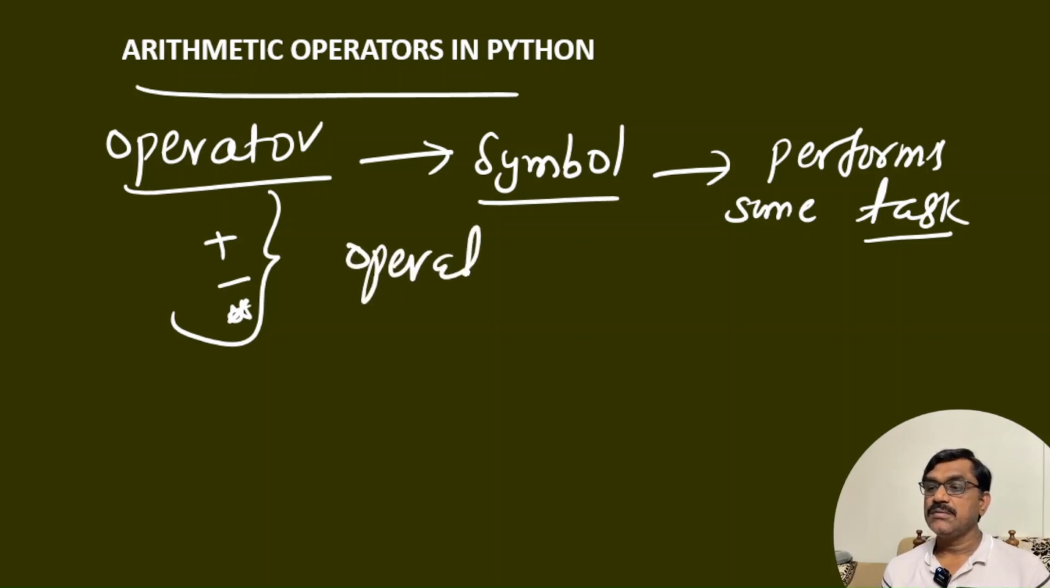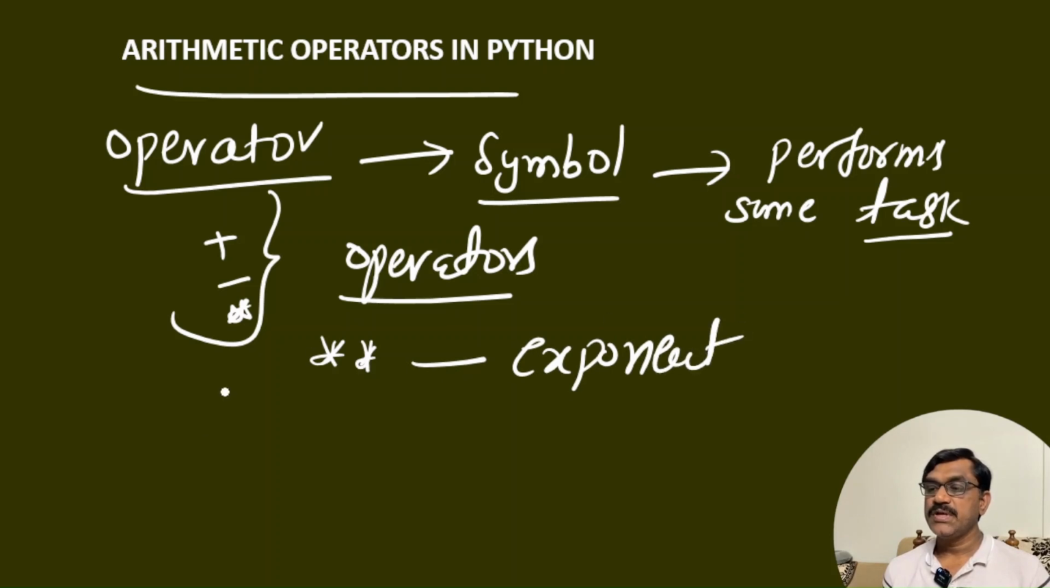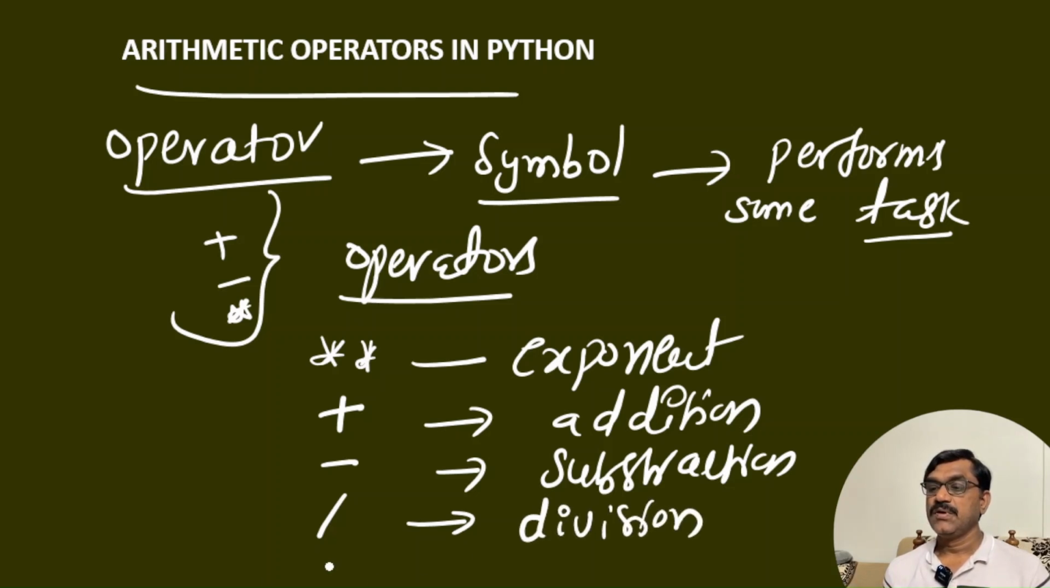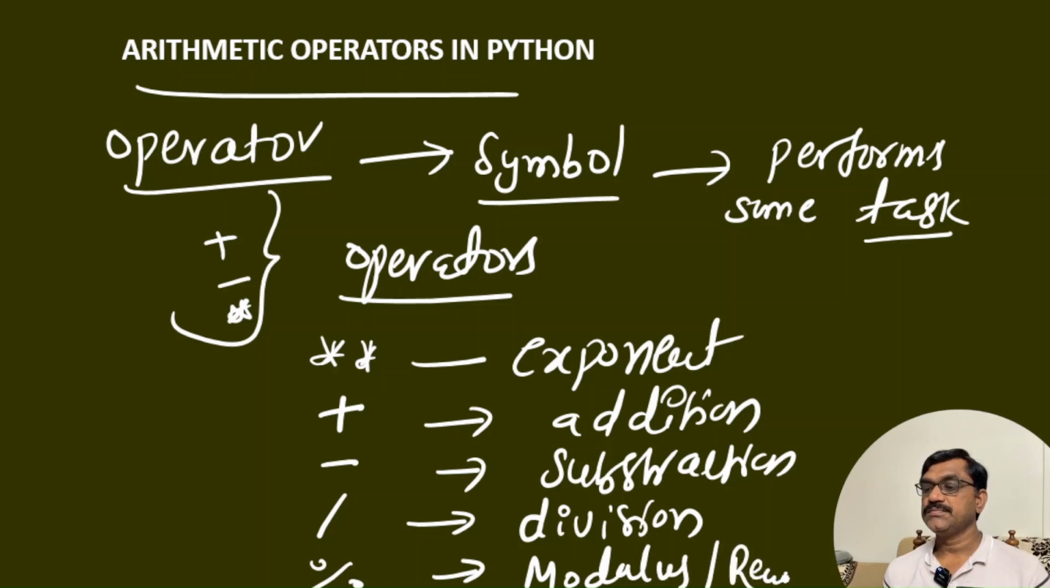Operators mainly here, the first one is exponent. This is known as the exponent operator. And second one is plus. Plus is for addition. And minus is for subtraction. And we have slash. This is normal division, or simply we call it division. And percentage symbol, this is nothing but the modulus symbol, modulus, or we can say the remainder.